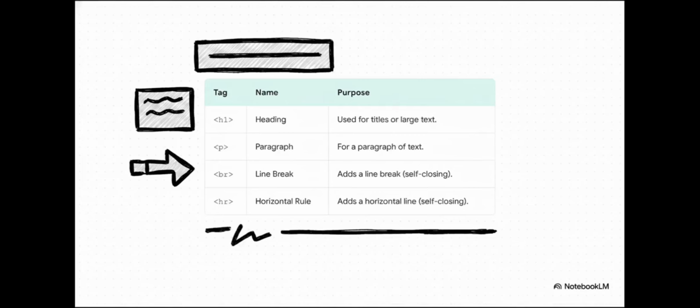Let's look at a few of the big ones. H1 is your main heading, the biggest, most important title on the page. P is for any regular old paragraph. Simple enough, right? Now check out BR and HR. These guys are a little different. They're self-closing, which means they don't wrap around anything. They just do one job. BR creates a line break, and HR pops in a horizontal line.